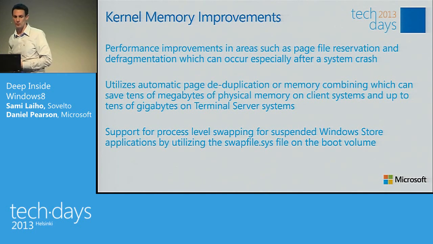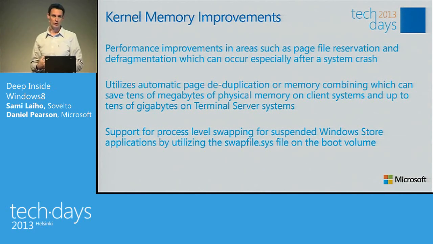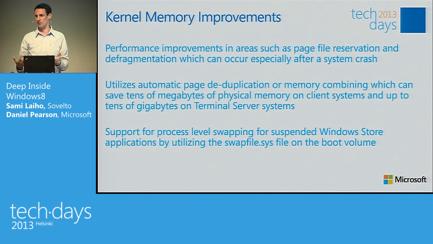So one of the features, of course, is memory combining. On a Windows client system, this is on by default, so this is actually happening in the background. The system looks for duplicate pages inside different processes and combines them into a single page. If you turn this on a server system, for example, on a client, that can mean tens of megabytes. On a terminal server, that can be tens of gigabytes in savings. And so we have a small demo of looking at that, so we can see exactly how it works. As I said, it's on by default on the client system.